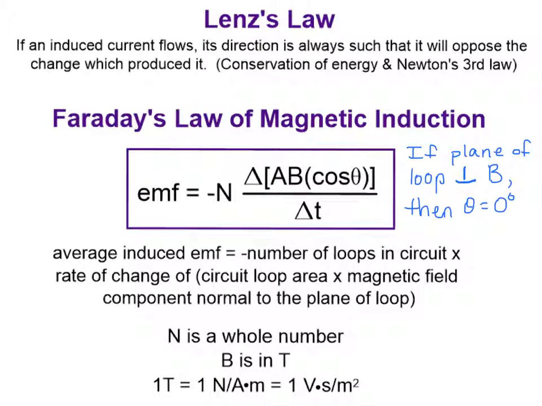Surface area is simply the cross-sectional surface area of that loop. And N is a whole number, obviously, because it's the number of loops in that circuit. And B is always measured in Tesla. And just because this is a different equation, Tesla, we had learned before, is a Newton per amp meter. In this equation, the Tesla would end up being a volt second per meter squared.